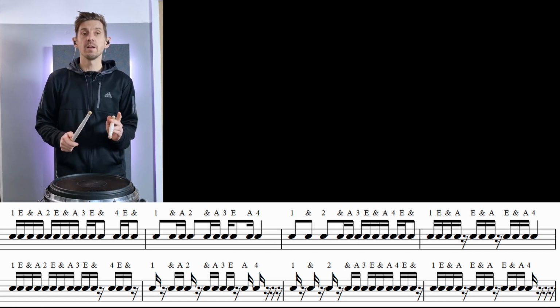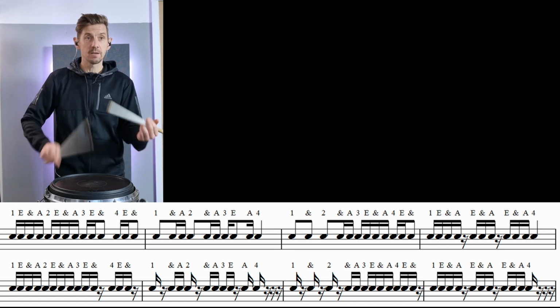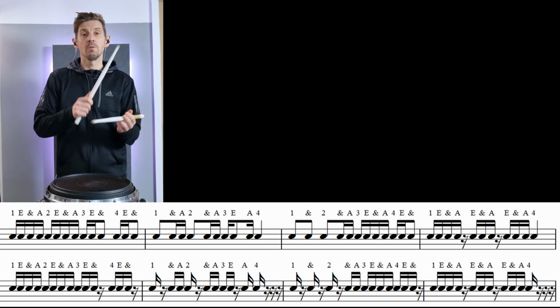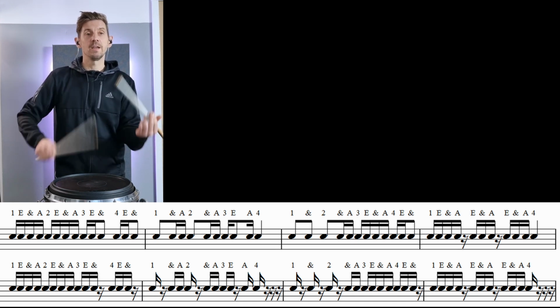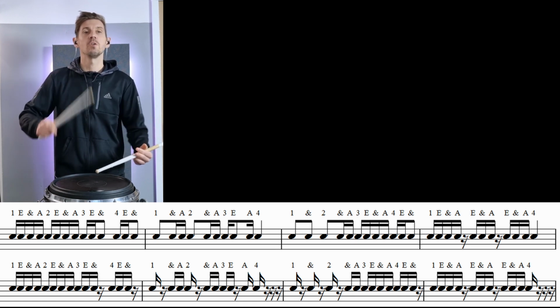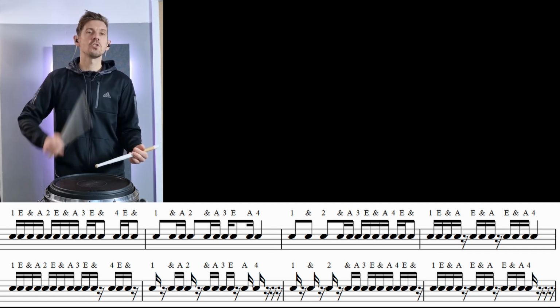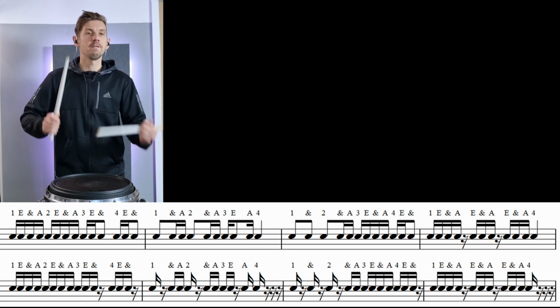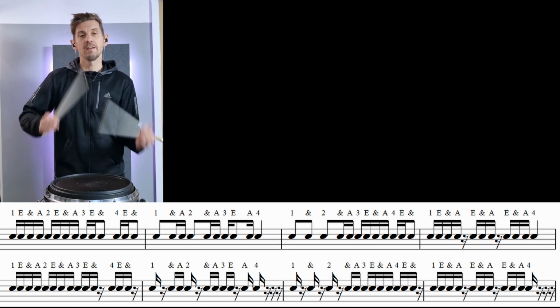I'll play that whole line nice and slow for you and see if you can play along with me. We're going to go this sort of speed. I'm going to count you in. 3, 4. 1 E and a 2 E and a 3 E and 4 E and 1 and a 2 and a 3 E a 4. 1 and 2 and a 3 E and a 4 E and 1 E and a E and a E and a 4.